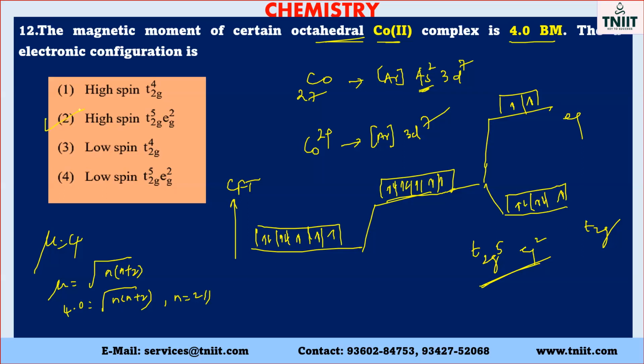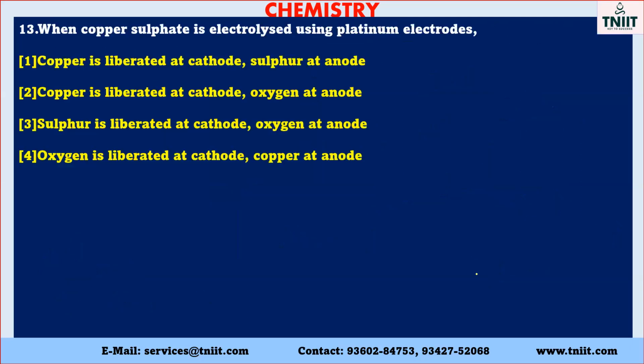High spin complex is possible whenever the ligand is a weak ligand. When the ligand is weak, pairing will not take place. Splitting energy will be less. Therefore 3 get filled up here, the 4th and 5th go to the eg. Next, the 6th and the 7th get paired up. So the electronic configuration becomes t2g5 and eg2.